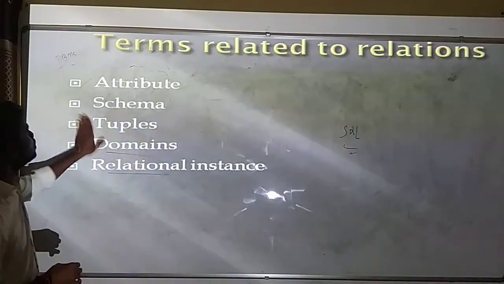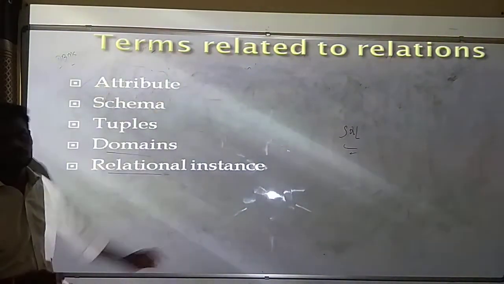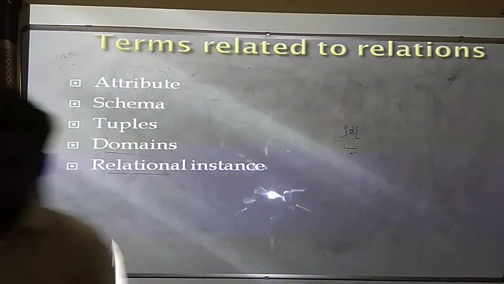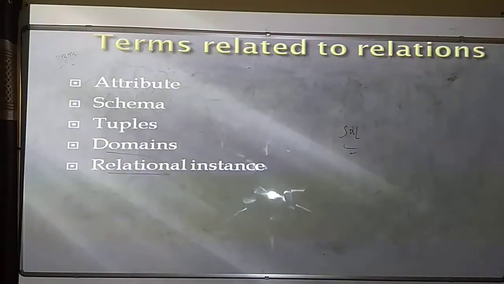This is how you need to remember the terminology of your relational data model. I hope this terminology is clear to you.